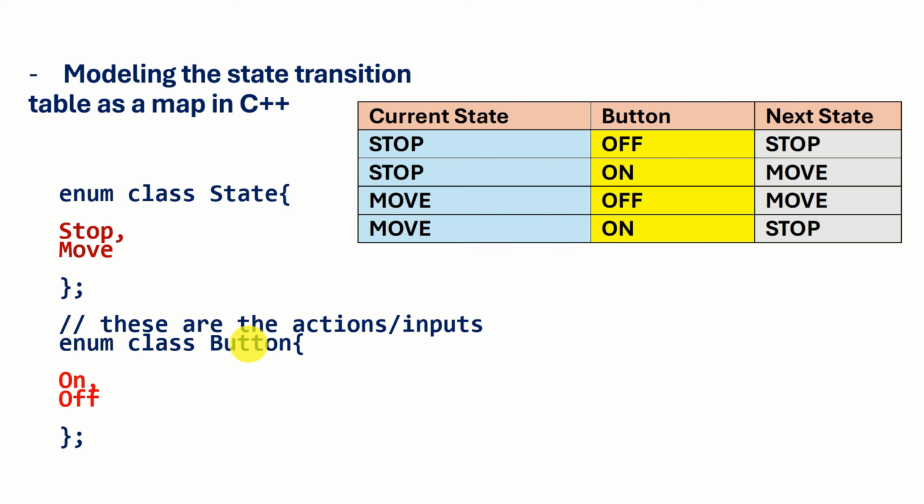So what is the first idea? The first idea is to define the state. For that purpose, people usually use an enumeration class, and then we state the state. Over here, we basically define the state, and inside of the state we have stop and move, right? Then we need to model the actions or inputs, and we model them as an enumeration class, and then we give it a name, we give it button, and we have two states, on and off state.